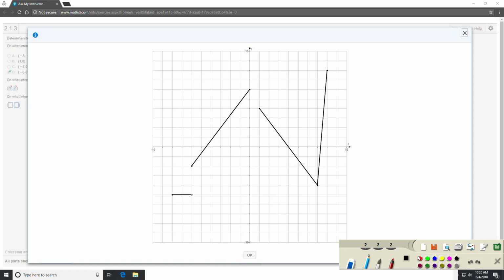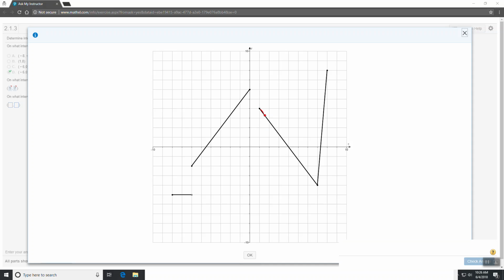Now, if I can get this to change colors, there we go. We're asking where it's decreasing. Well, our graph is going down in this interval. So we go straight down to the x-axis here, and that would be 1. And from here, we'd go straight up. And that's 1, 2, 3, 4, 5, 6, 7. Which means it's decreasing from 1 to 7.